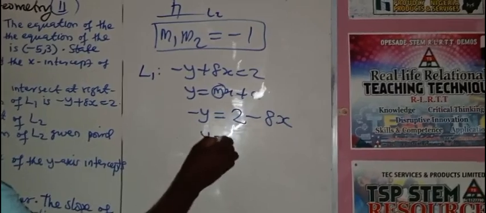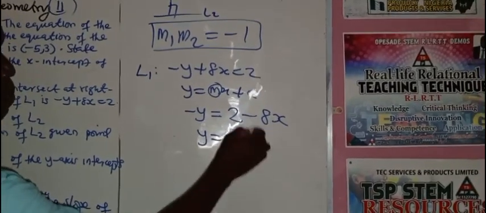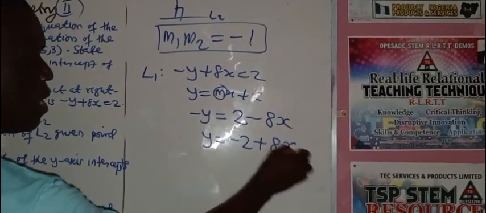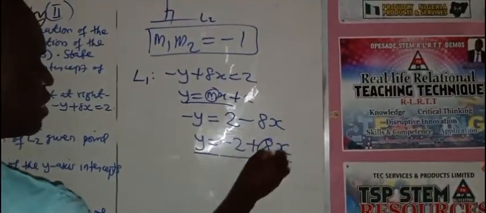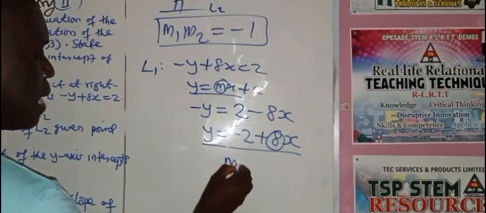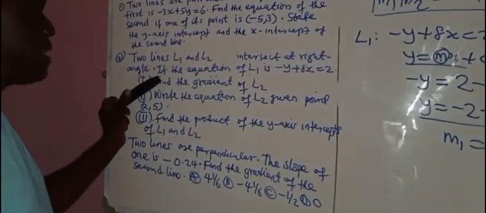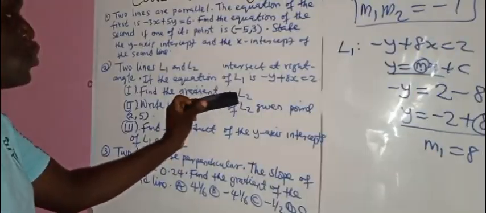Minus this will be y minus 2 plus 8x. So if you compare this to this, m is 8. So the gradient for the first one, which is m1, is 8. So they said, number 1, find the gradient of L2.